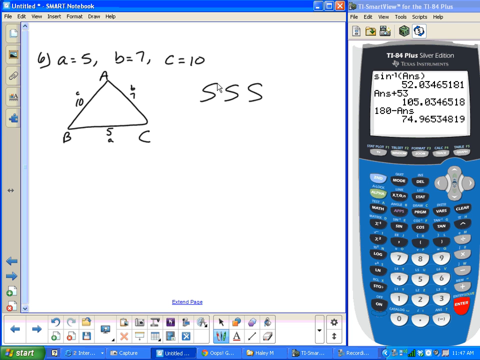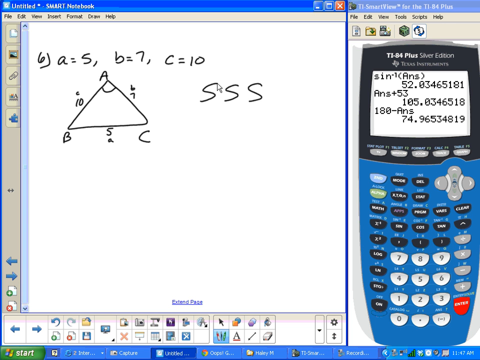Now really and truly, you could start with any angle, but I've always told you the strategy here: always find smaller angles first. So notice my smallest angle is going to be angle A, so I'm going to find it first. With the law of cosines, you can use it once, and then once I find that angle, I'm going to be able to use the law of sines.